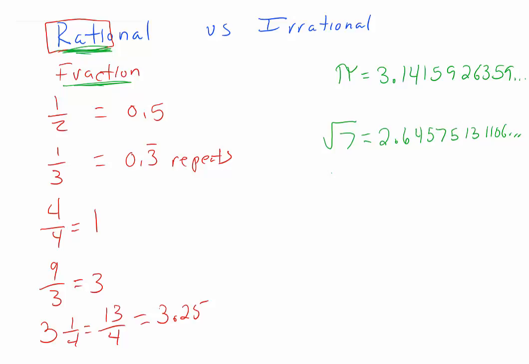Another irrational number is when you take the square root of a number that isn't a perfect square. So for instance, the square root of 7 has this as an answer, 2.6457, and the decimal just continues on and on and on and never repeats, much like pi never repeats. And so these numbers are irrational.